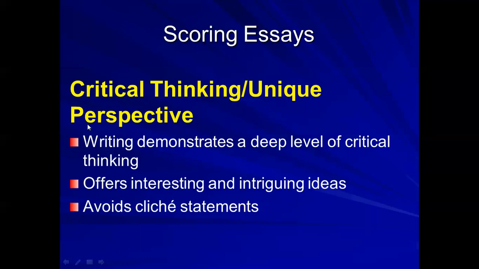And then one thing that I think is really unique to AP Lang is this last category. When we're scoring essays, we're looking for basically the thinking and the perspective that drives the argument. So critical thinking or unique perspective is the last category that you get scored on. What that means is that the writing demonstrates a deep level of critical thinking. The argument being made and the ideas being presented show that the writer spent a lot of time thinking very critically about the prompt, weighing the pros and the cons, or maybe the moral and ethical issues, and bringing that to the table in the argument.